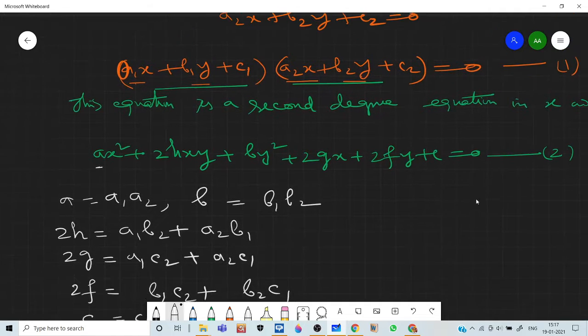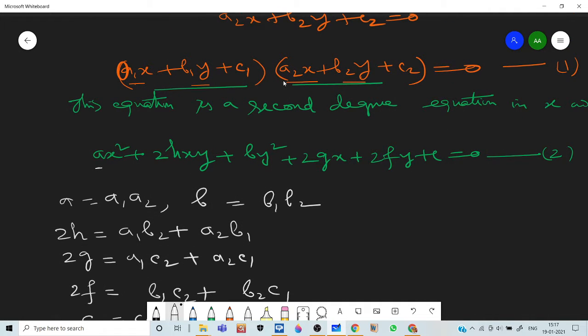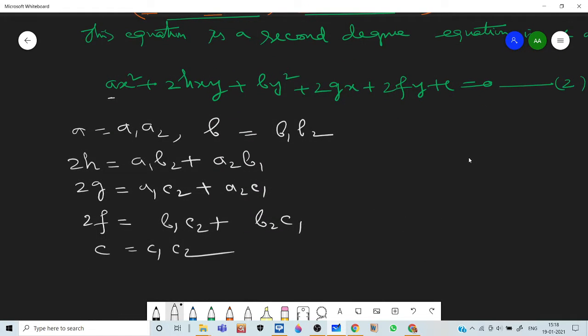So if you multiply these two factors and compare the coefficients of x square, y square, xy and so on, and the constant terms, you get these important results. Call it 3.